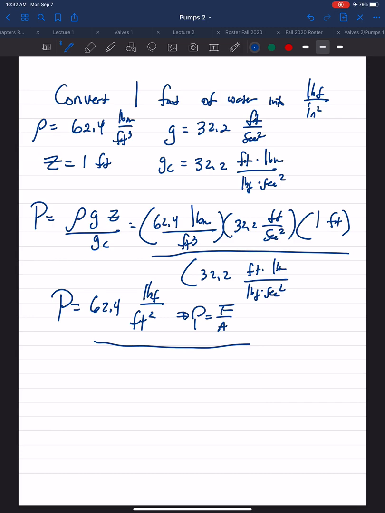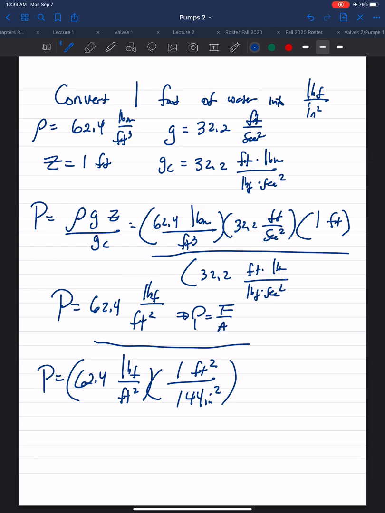But the question asks not in pound force per foot squared, but PSI, pound force per inches squared. So we have to convert the units. P is equal to 62.4 pound force per foot squared. And we know 1 foot is 12 inches, so 1 foot squared is 12 inches times 12 inches. That's our conversion factor: 1 square foot is 144 inches squared. Feet squared cross out, leaving you pound force per inches squared. So this gives you approximately 0.433 pound force per inches squared.